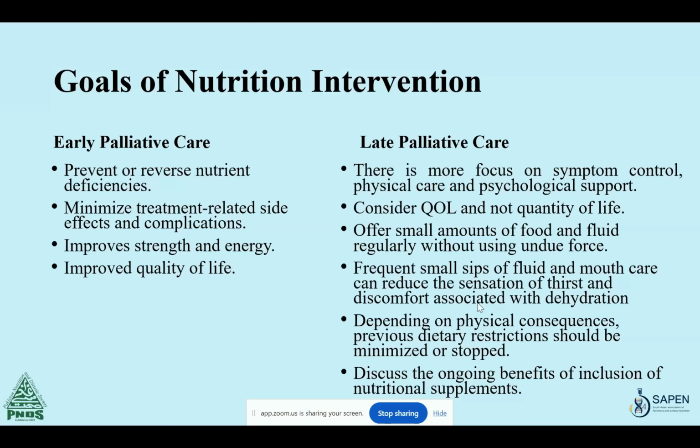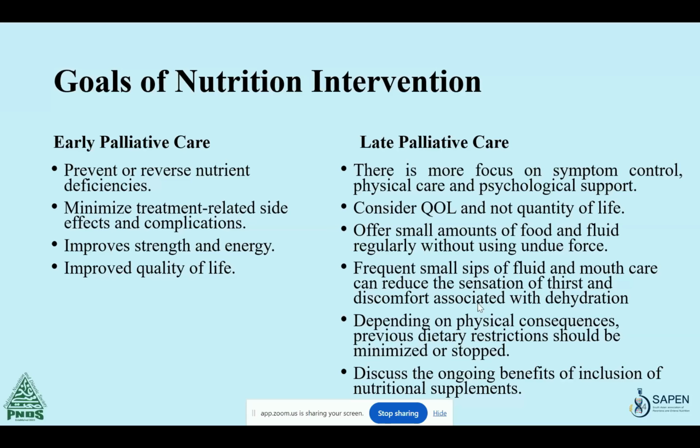But if palliative care is initiated at a later stage, the focus will be more on symptom control, physical care, and psychological support, because the treatment-related side effects are already there, the disease-related effects are there, and in late palliative care we should consider quality of life rather than quantity of life.